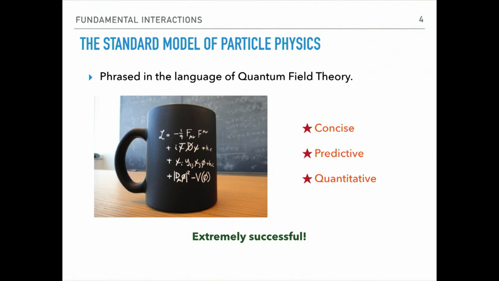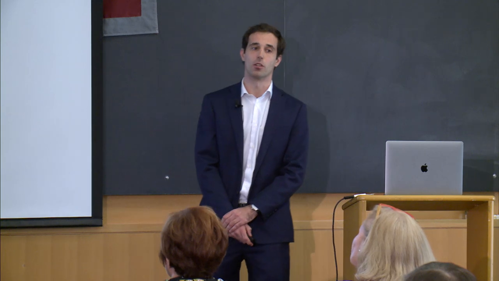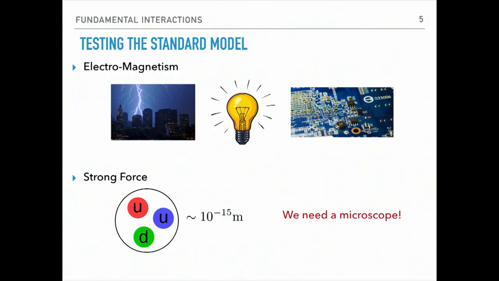This theory is also extremely successful because if you think about any observation, any measurement that you can do in your daily lives or other, it is basically compatible with the standard model of particle physics and gravity, of course. There are very few exceptions. Now, if we want to test the standard model, there are a couple of aspects that we can test very easily. Electromagnetism is all around us. We have light, we can build microchips, we can manipulate it fairly easily. And therefore, we can test this component of the standard model. We have access to its fundamental particles, the photon and the electron.